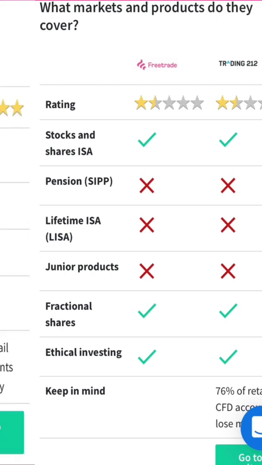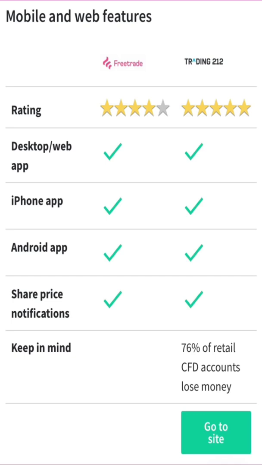Next is mobile and web features. So Trading 212 gets a 5 star on this, while Freetrade gets a 4 star. They both have desktop and web applications, iPhone app, Android app, share price notifications. So these are all basic things, really, all quite essential and needed.